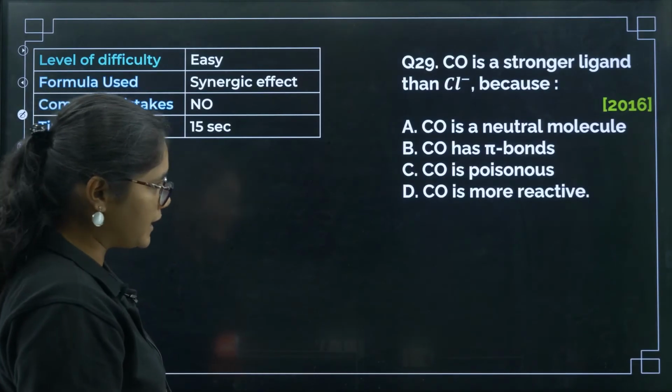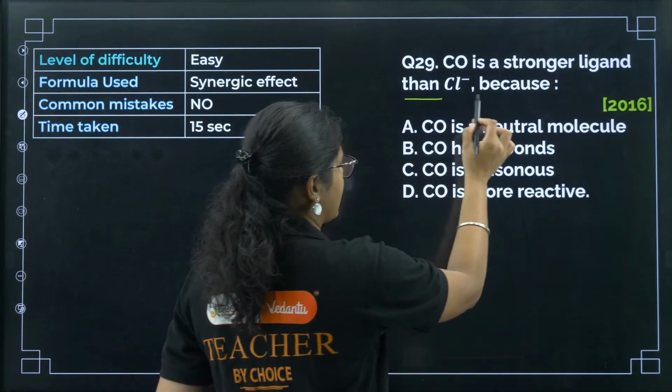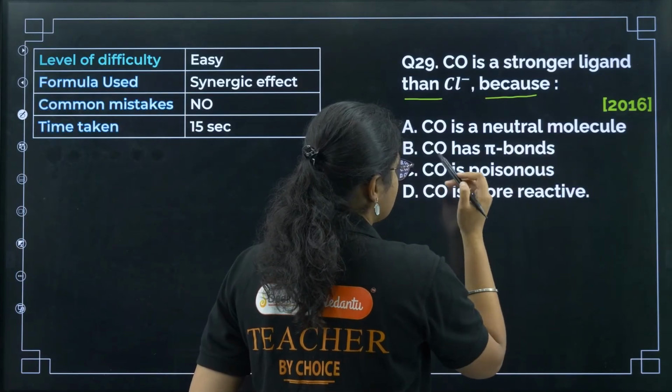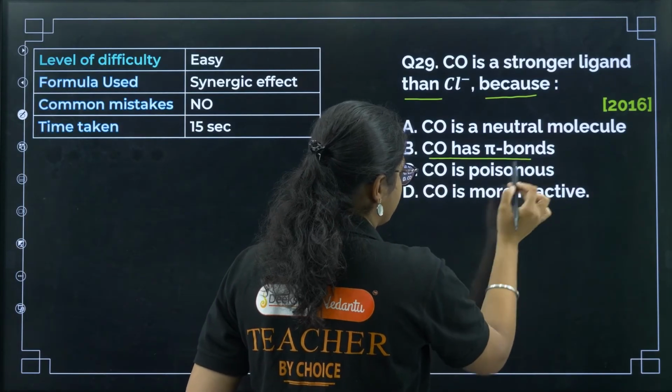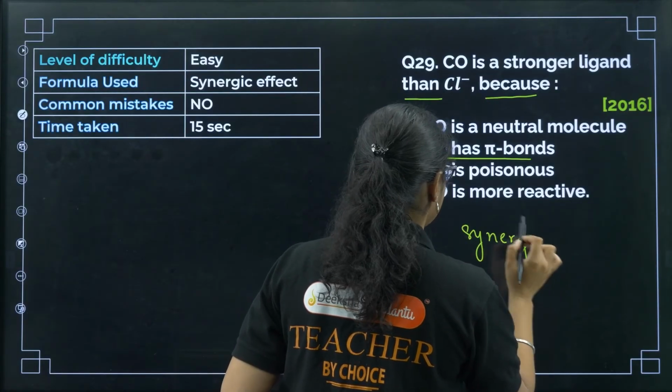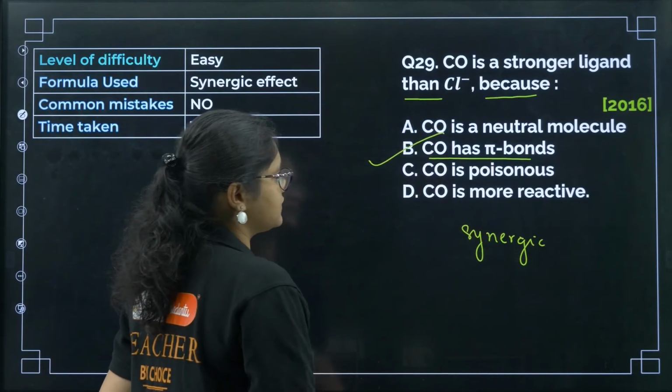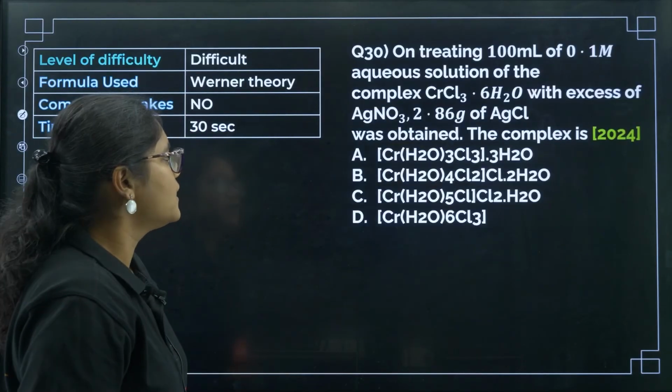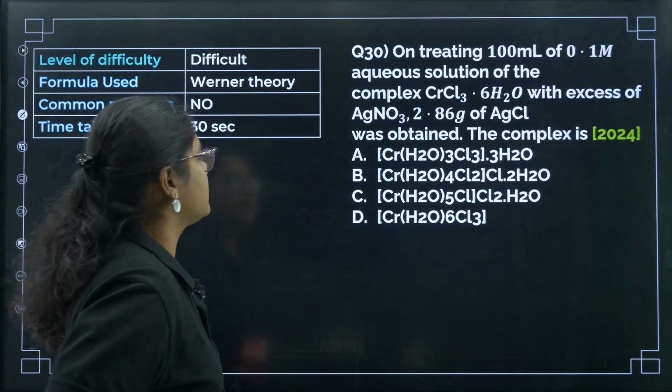Next question, number 29: CO is a stronger ligand than Cl minus. CO can form pi bonds, right? You know that synergic effect concept, right? That is why it is a very strong field ligand. So the correct answer will be option number B here. Okay, this is an important question.